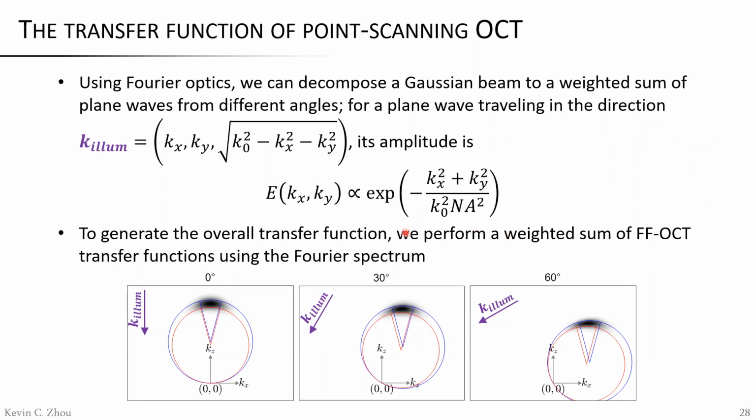The spectrum tells us the amplitude and phase of a plane wave traveling in a particular direction, kx, ky, corresponding to k illumination. So to generate the overall transfer function of the point scanning OCT system, we perform a weighted sum of full field OCT transfer functions for each illumination direction, as depicted here. These are the full field OCT transfer functions for various illumination directions.